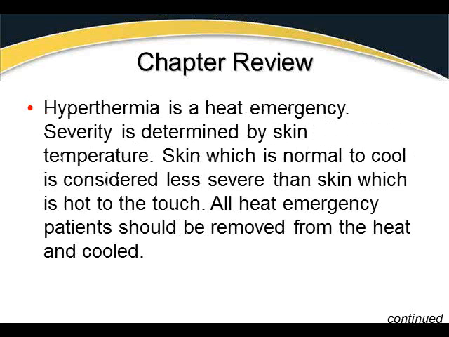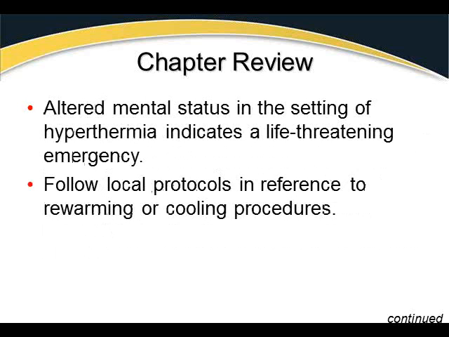Hyperthermia is a heat emergency where the body's heat loss does not exceed its heating. All heat emergency patients should be removed from the heat and cooled. Altered mental status in the presence of hyperthermia usually indicates heat stroke and becomes a life-threatening emergency.